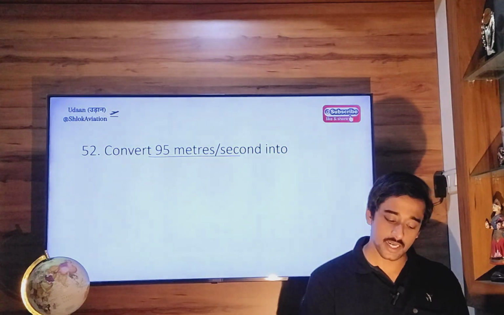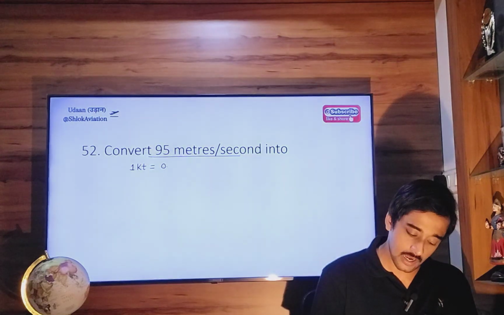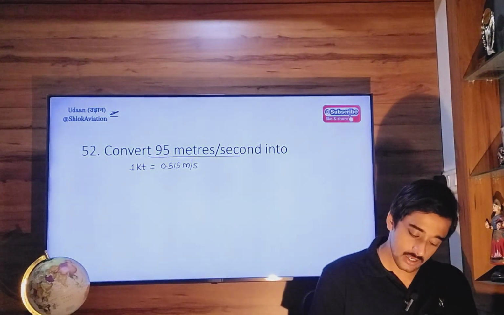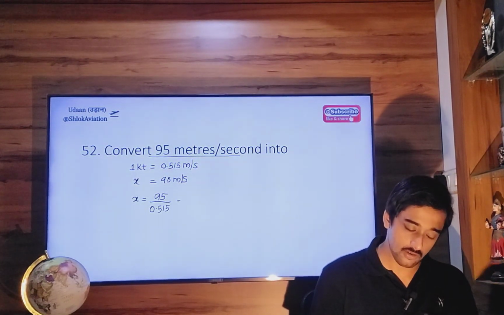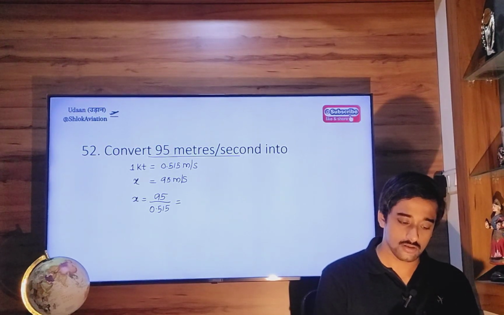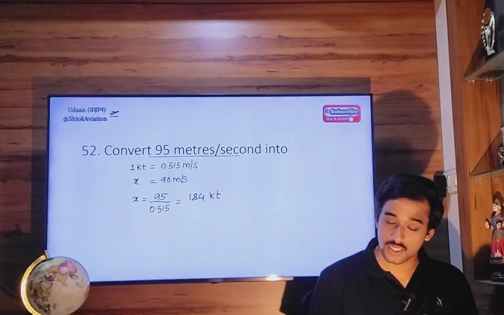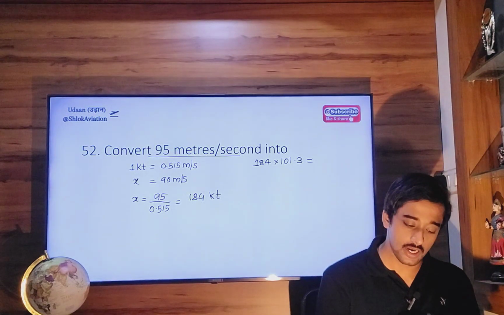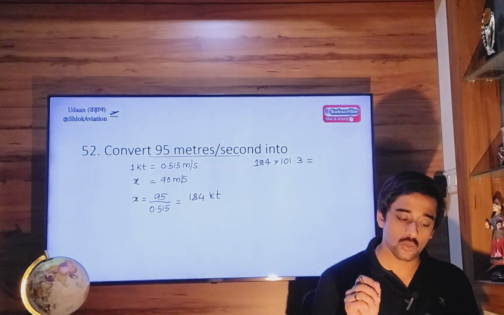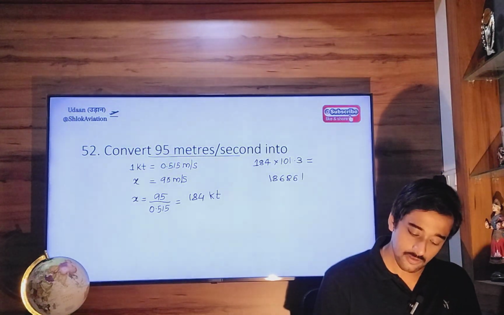Convert 95 meters per second into knots and into feet per minute. We'll do that. So 1 knot equals 0.515 meters per second. So 95 meters per second will be how many knots? Cross multiply. 95 divided by 0.515. So that is 184 knots. Now 184 knots is equal to how many feet per minute? 184 into 101.3, that is 18,686. 18,686 feet per minute.